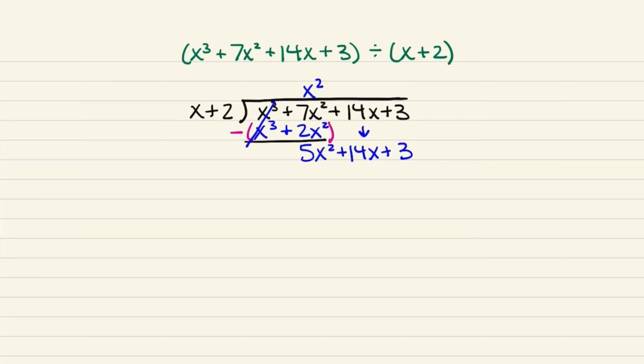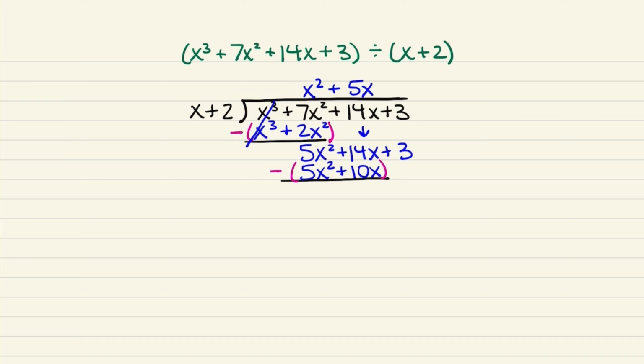So now let's look at our first two terms again, x and 5x squared. What can I multiply x by to get 5x squared? That would be 5x, positive 5x. Now we multiply x plus 2 times the value we just put up here. x times 5x is 5x squared. 2 times 5x is positive 10x. Now we subtract.